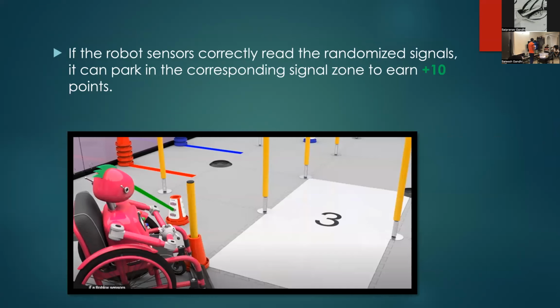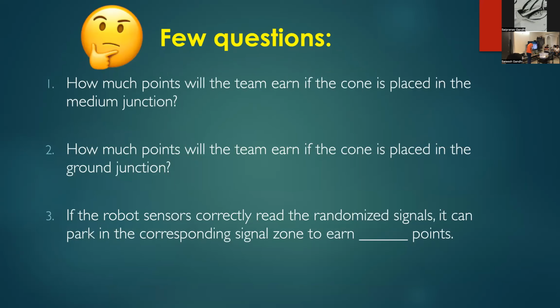If the robot correctly senses the randomized signal, then it can park in the corresponding station, where it will get plus 10. There are 3 stations: 1, 2, 3. Based on what is written on the code, if it correctly parks on station 1, 2, or 3 by reading the code, then 10 points extra. Plus 10 points if it reads from the code and parks in that area.